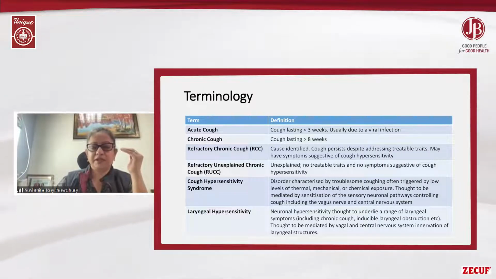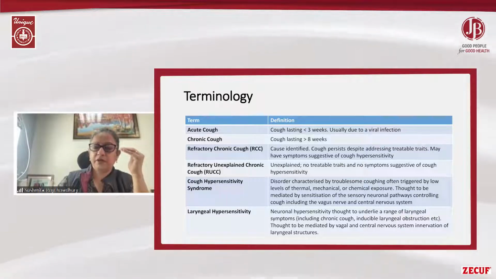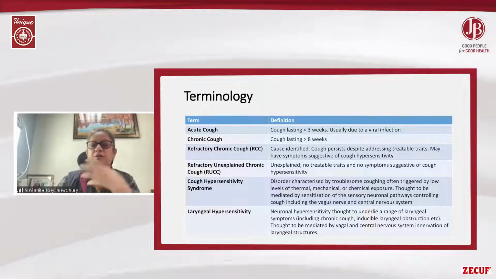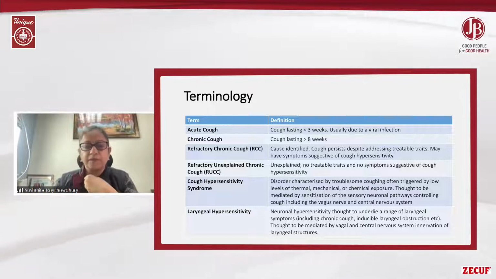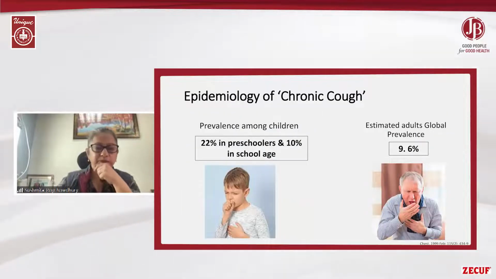What about laryngeal hypersensitivity? This is again a neuronal hypersensitivity reaction cough, thought to underlie a range of laryngeal symptoms, which is chronic cough, inducible sudden laryngeal spasms, and thought to be mediated by vagal and CNS innervation. And we'll be talking more and more about these as we go on.